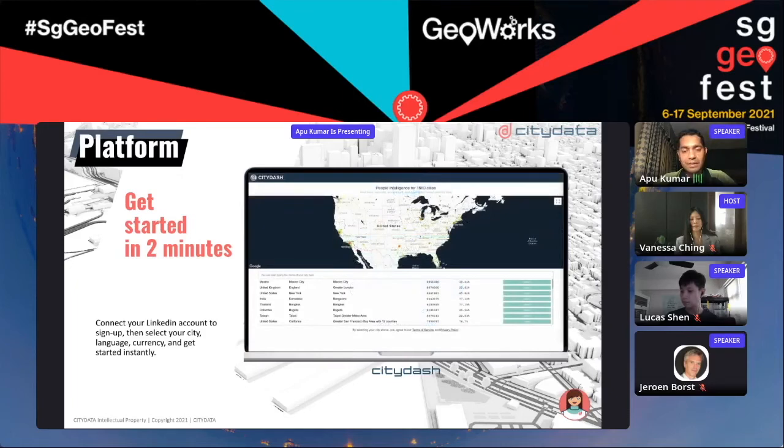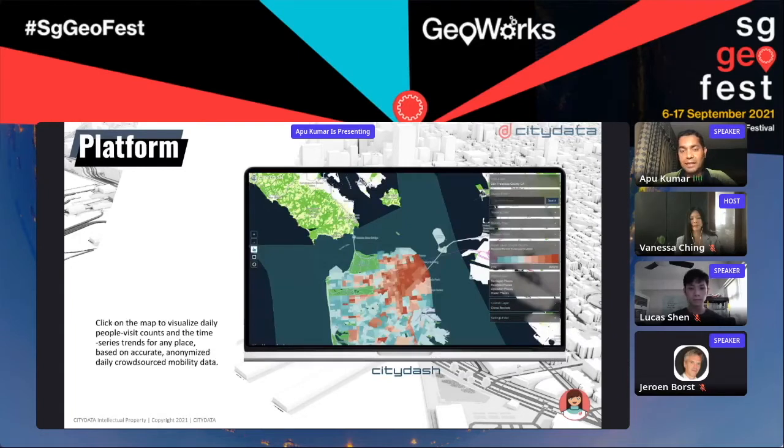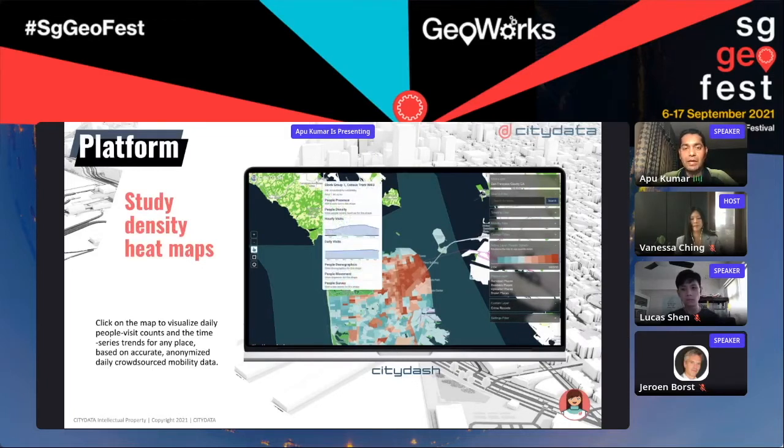Once you're into the system, you get access to this big table of cities. These are our global cities, and you just select your city and off you go. So you could select Singapore, you could select KL, Jakarta, Bangkok, New Delhi. In this case, I've selected San Francisco because they were one of our early customers, and they still are one of our largest clients.